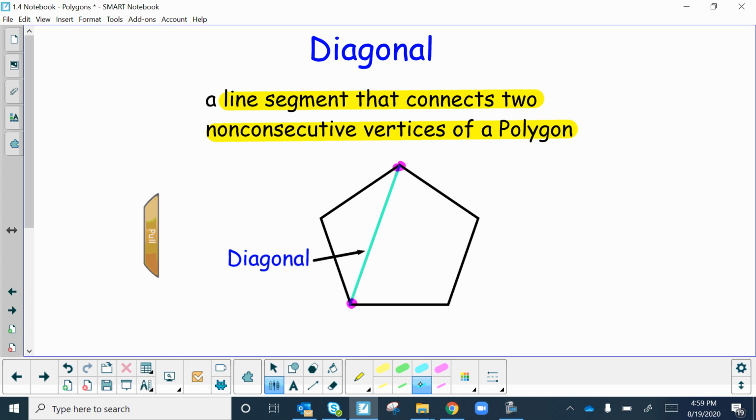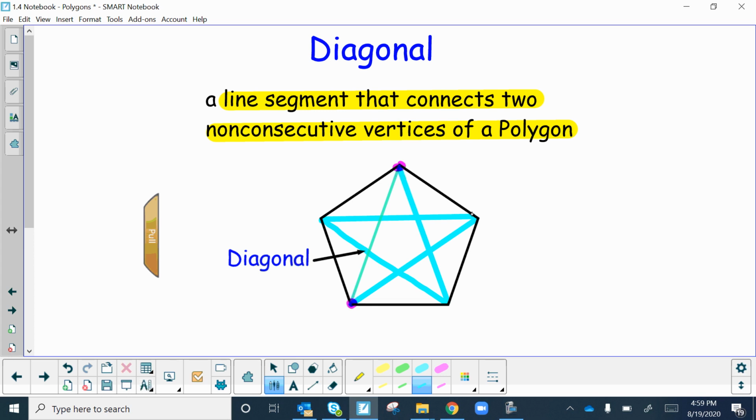Okay, there's actually more diagonals that you can make in here. So we can have that one. We can have that one. Here's another one. And one more. So those are 1, 2, 3, 4, 5 diagonals that exist in the pentagon.